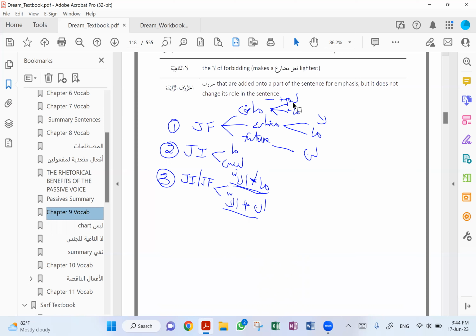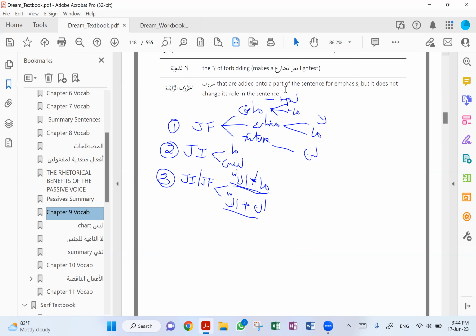But it is used with the mudara to mean the madi. So this is kind of just where you have to think backwards. It's used with the mudara to mean madi. So lam yadhhab, for example, means he did not go. It doesn't mean he will not go or he does not go. It means he did not go. Lam yadhhab. So mudara used to negate madi.